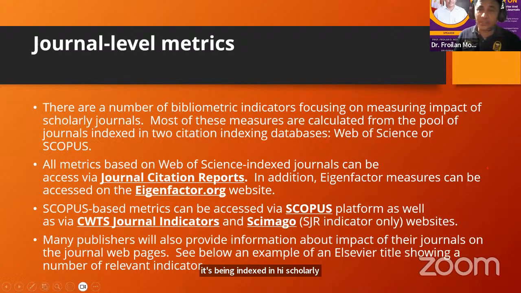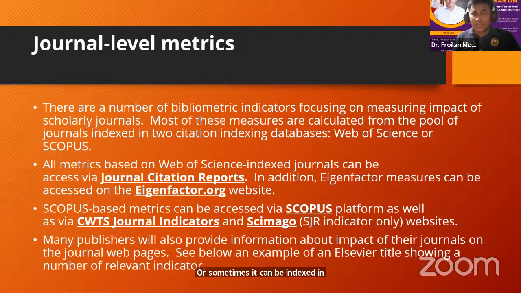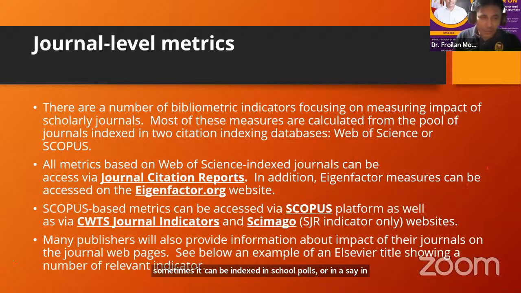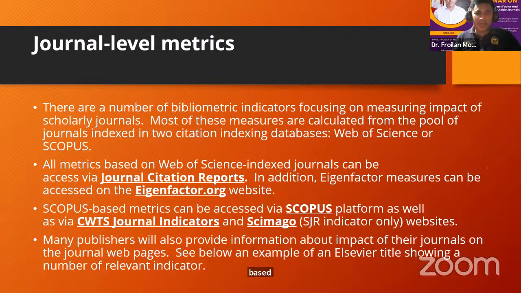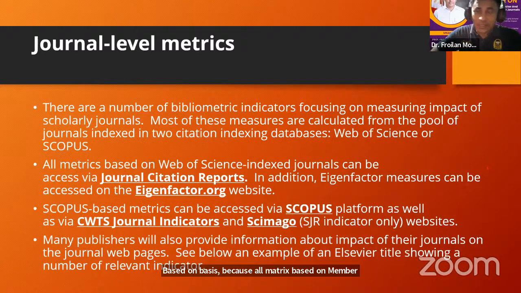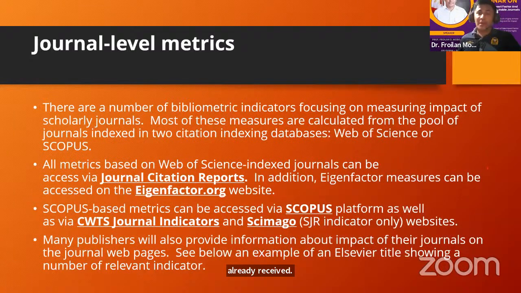For example, in the database of Web of Science, it has many categories, or sometimes it can be indexed in Scopus or in the ASEAN Citation Index. So it is case-to-case, because all metrics based on Web of Science index can be accessed through Journal Citation Reports. Just like the counterpart, Google Scholar: if you visit the indexing of Google Scholar for a particular journal, for example my journal, you would be able to see the number of citations that the journal has already received based on the contributions coming from different authors.